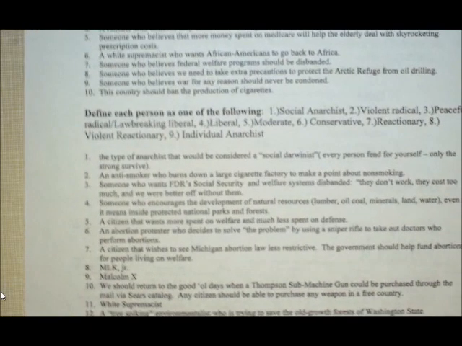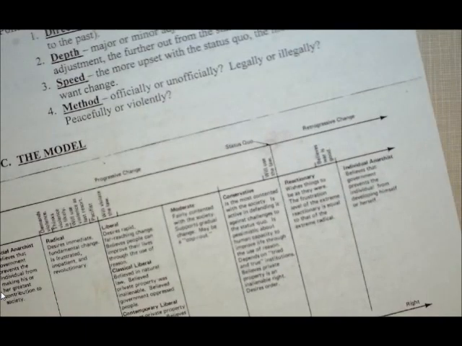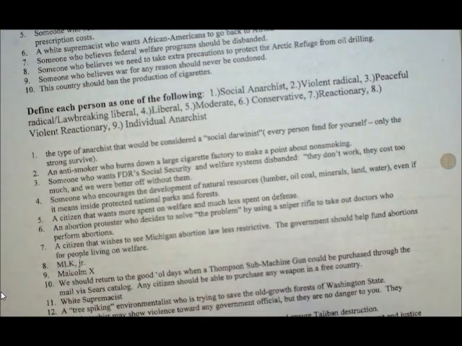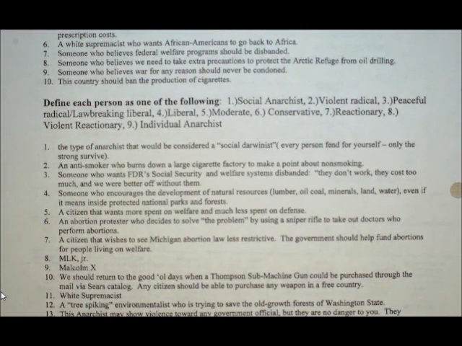All right, let's do a couple of these down at the bottom now. Number 1. So now we're getting more specific. You still want to think, are they retrogressive or progressive? But we're getting a little more specific. Number 1, the type of anarchist that would be considered a social Darwinist. Every person fend for yourself, only the strong survive. You may remember from the back set or from the front side, I mentioned that with individual anarchist. So this is clearly an individual anarchist, someone who feels that the strong survive and is a little more okay with violence and chaos.